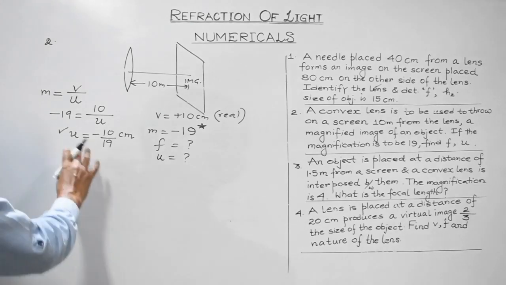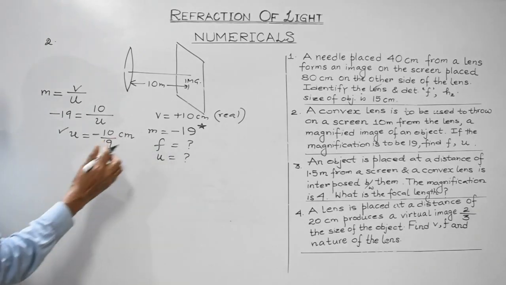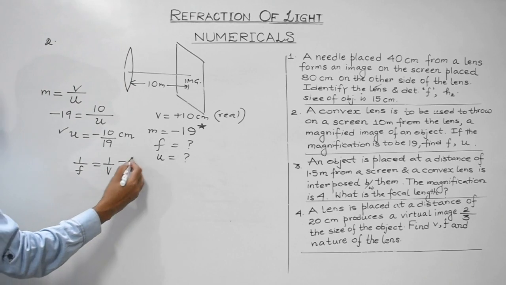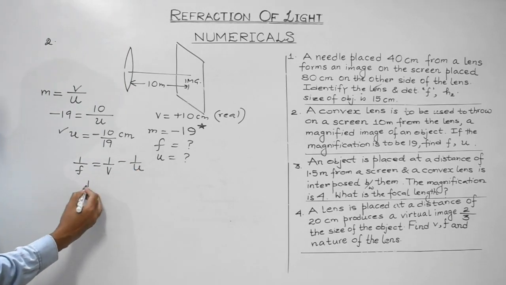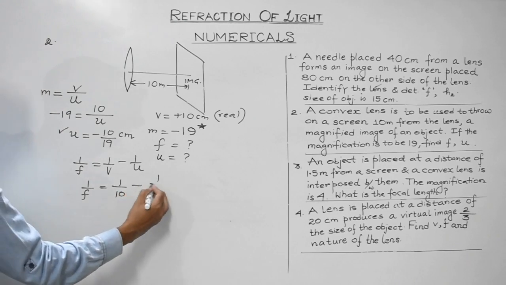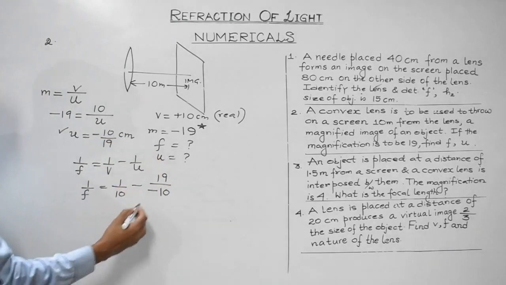Right students? So u can be easily obtained. What about f? Now in order to obtain f, we will make use of this formula: 1 by f is equal to 1 by v minus 1 by u. Let's solve it. 1 by f is equal to 1 by v, v is 10, minus 1 by u, which is minus 10 by 19. Minus 10 by 19. Right?